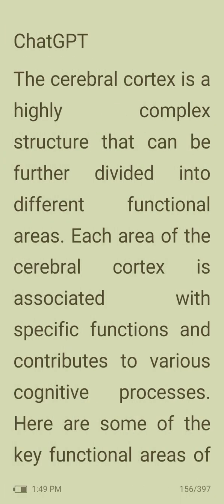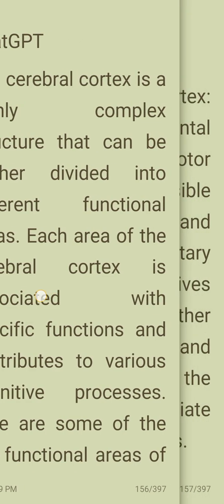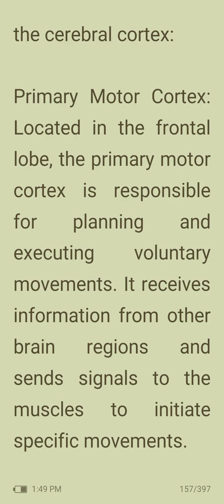Next, cerebral cortex functional areas. The cerebral cortex is a highly complex structure that can be further divided into different functional areas. Each area of the cerebral cortex is associated with specific functions and contributes to various cognitive processes. Here are some of the key functional areas of the cerebral cortex, like the primary motor cortex. Located in the frontal lobe, the primary motor cortex is responsible for planning and executing voluntary movements. It receives information from other brain regions and sends signals to the muscles to initiate specific movements.